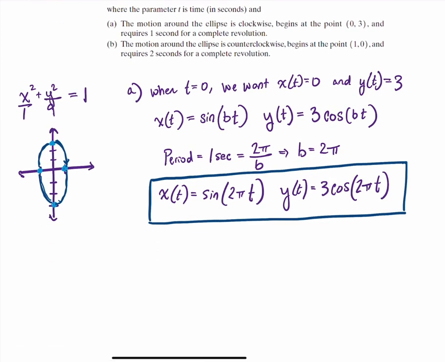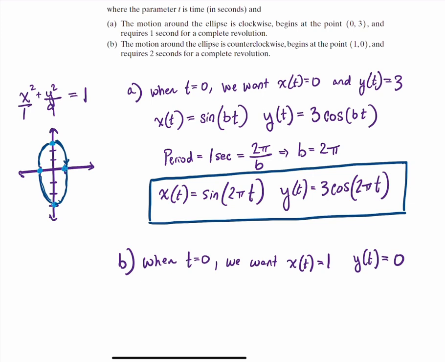Okay, for part B, this time it wants the motion around the ellipse to be counterclockwise. Begin at the point (1, 0), and then require 2 seconds for a complete rotation. So we can say when t equals 0, we want x of t to be equal to 1 and y of t to be equal to 0. And we want to trace things in the counterclockwise direction.